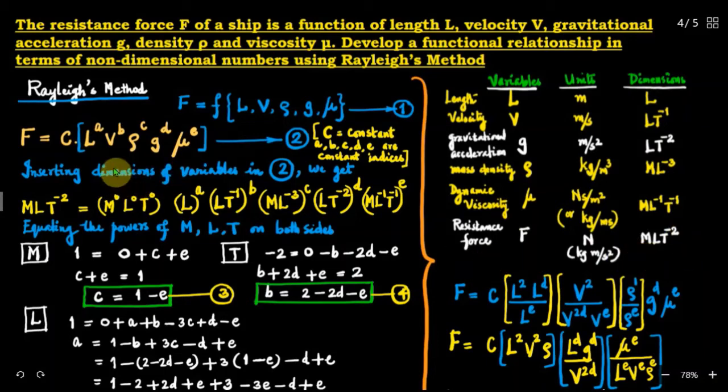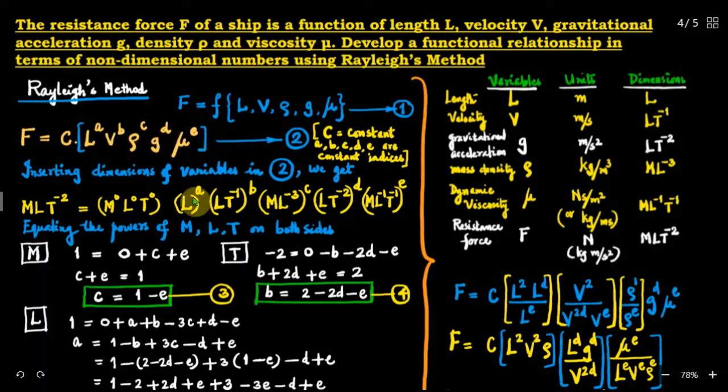In Rayleigh's method, this problem can be modeled as the resistance force F is equal to a constant C into each of the independent variables raised to indices a, b, c, d and e. We have 5 independent variables and the dependent variable is F. So F is equal to a constant into L raised to a, V raised to b, rho raised to c, G raised to d and mu raised to e. So essentially the problem is to find the values of a, b, c, d and e.